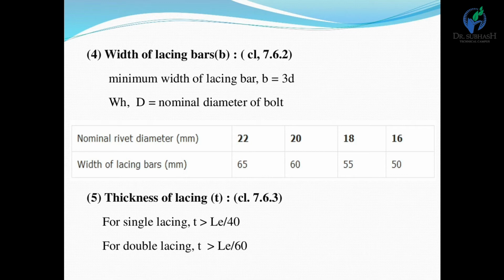Next, the thickness of lacing is denoted by T. After deciding the width and length of lacing, the third component is the thickness of lacing, denoted by T. It's given in clause number 7.6.3. For single lacing, T should be greater than LE upon 40. For double lacing, T should be greater than LE upon 60. What is LE? LE is the effective length of lacing, that we calculate in our earlier step.